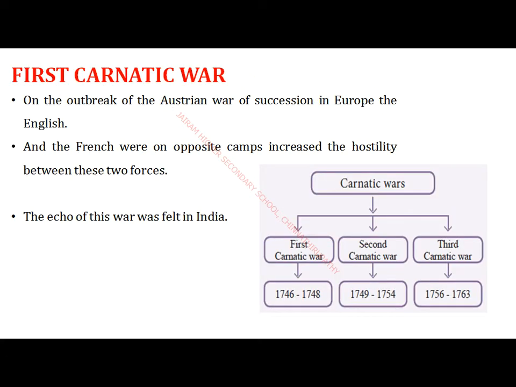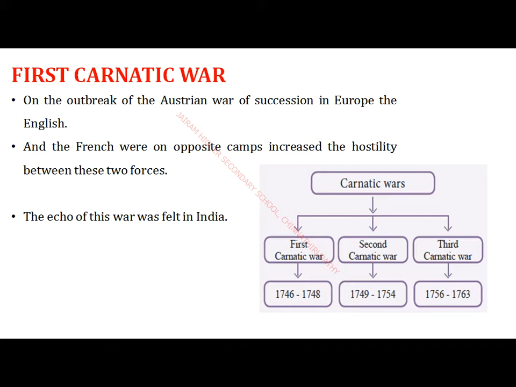Now we are going to see about the First Carnatic War. The First Carnatic War took place between the foreigners. Who are the foreigners? The French and the Britishers. Against whom? The French and the Britishers fought to win the territories of the native rulers of India. Here the Nawabs and the kings were on the opposition side of the foreigners.